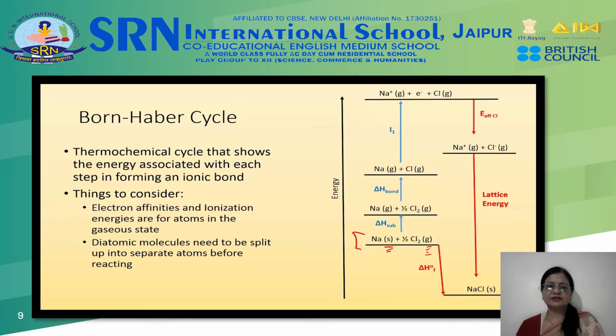So, when an ionic bond is formed, then depending upon the reactants, they will need various types of energies like bond dissociation enthalpy, electron gain enthalpy, ionization enthalpy, and lattice enthalpy to form the ionic bond. That is called the Born-Haber cycle.